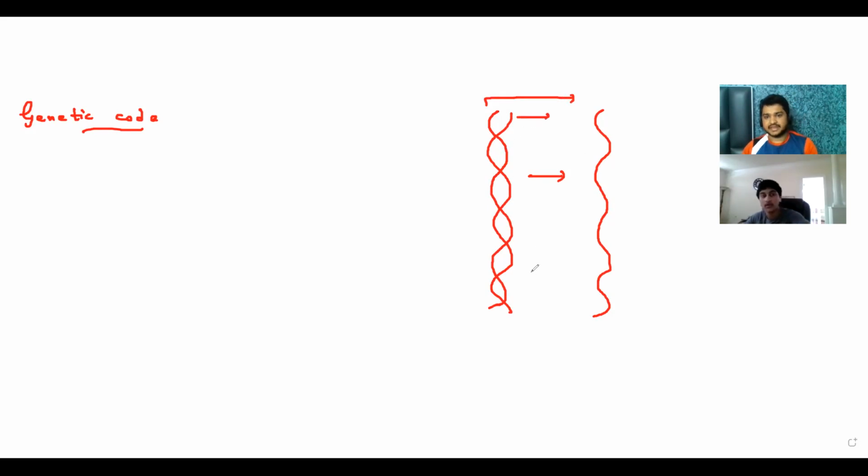Only one strand. So if only one strand is helping in the formation of this mRNA, do both strands work as a template, or only one work as a template DNA? One. Okay, the other is known as the coding strand.